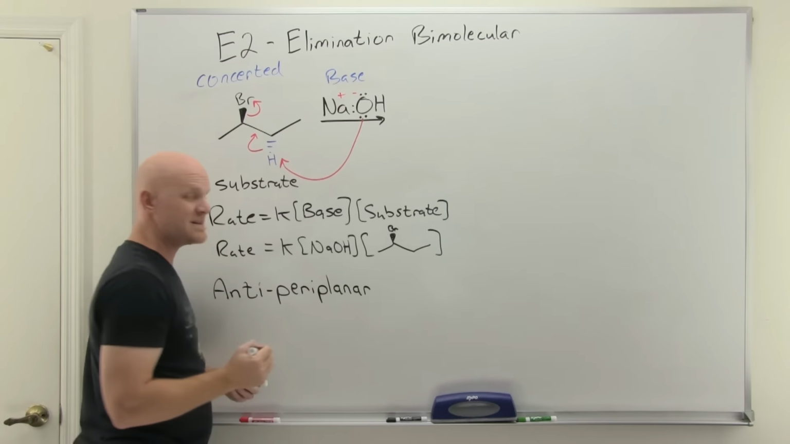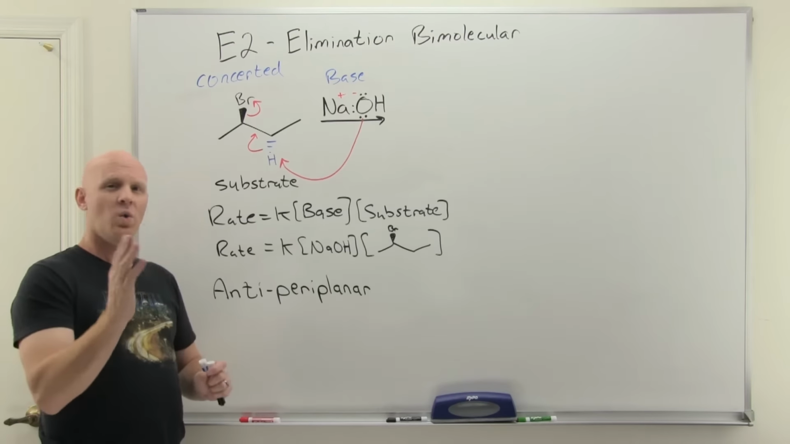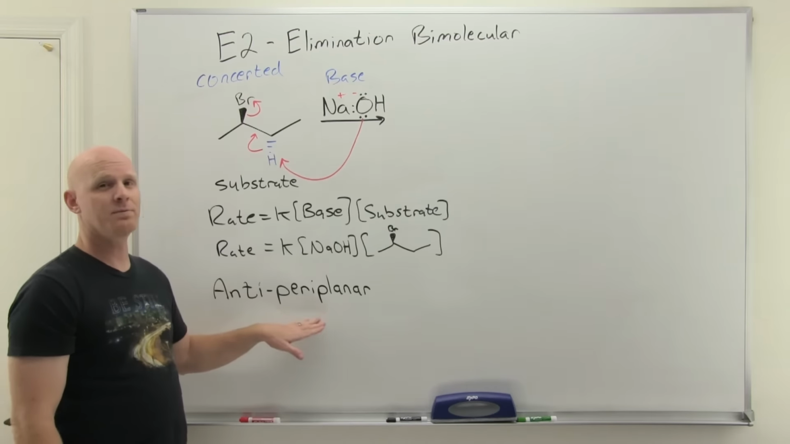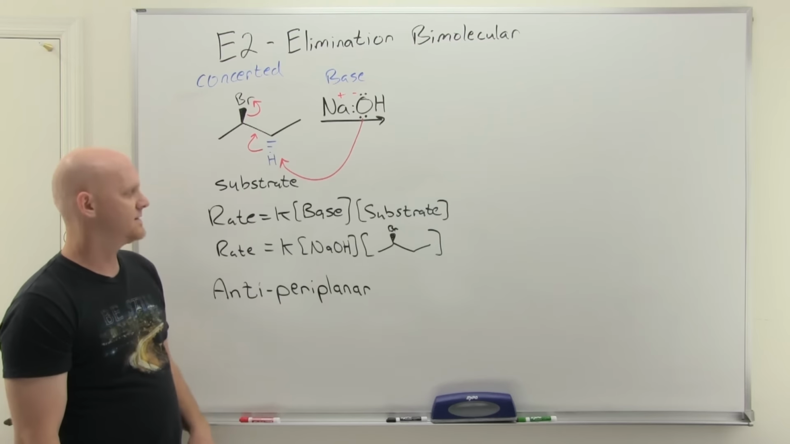And it turns out it doesn't have to be exactly 180. It has to just be really, really close to 180. So 180 degrees plus or minus a couple of degrees, kind of, sort of. And that's what antiperiplanar means. It doesn't mean exactly 180, but it means really close to 180. Gives you a little leeway.